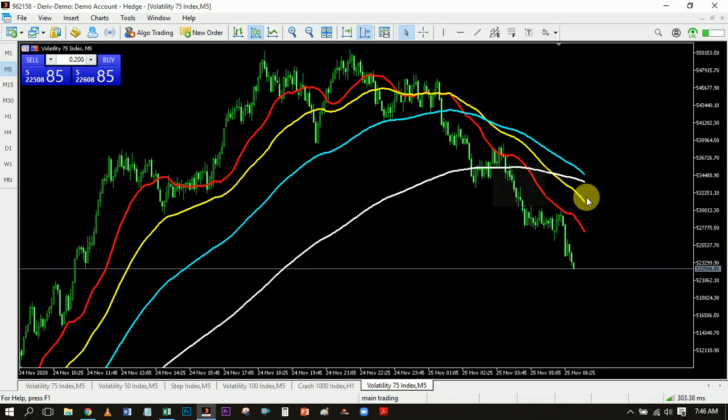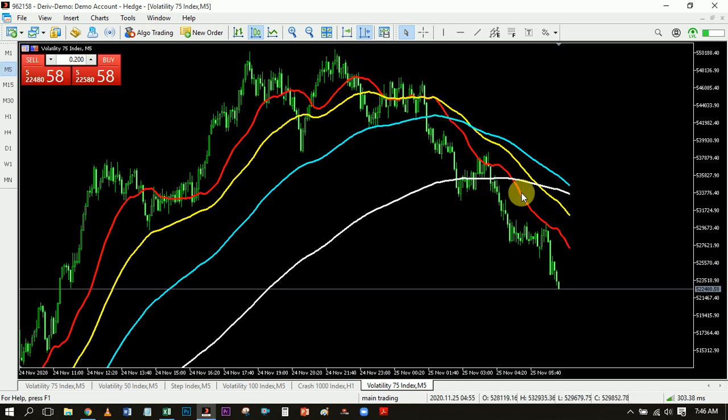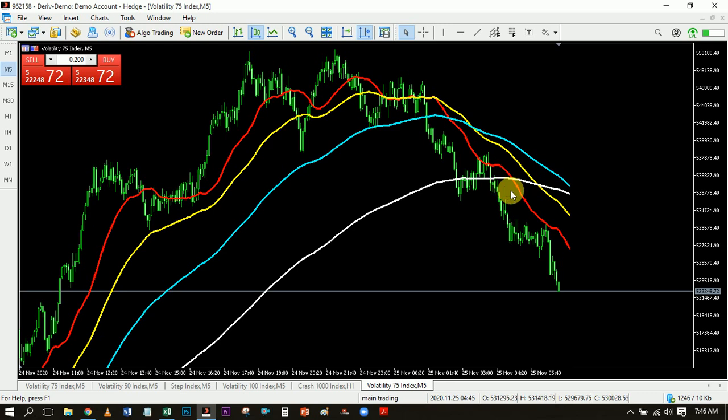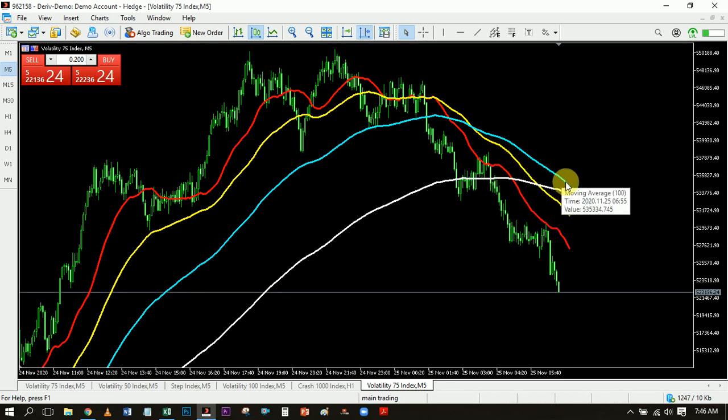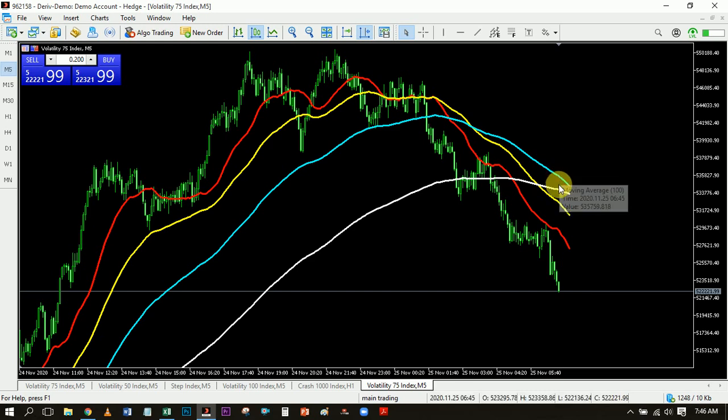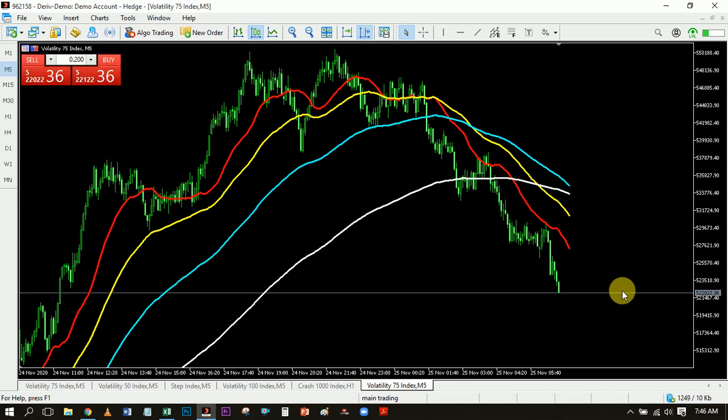Yes, the same thing here. You can see that this has crossed back downwards. So what you need to do is just wait. You can see all has crossed, remaining the 100 to cross the 200. When the 100 crosses the 200, then you can place your sell trade.